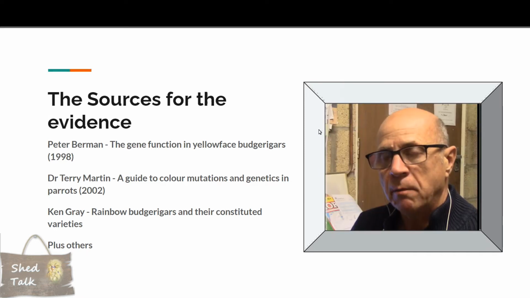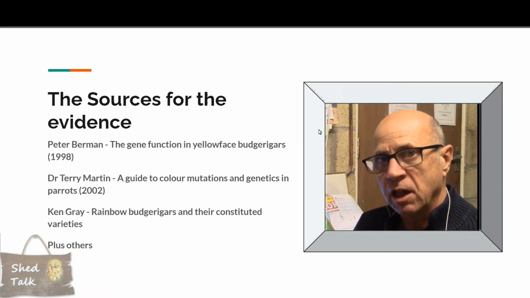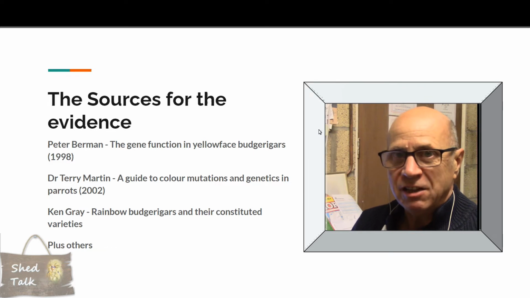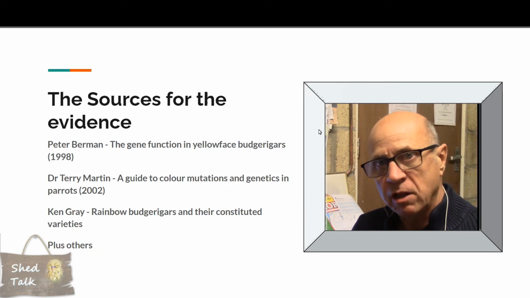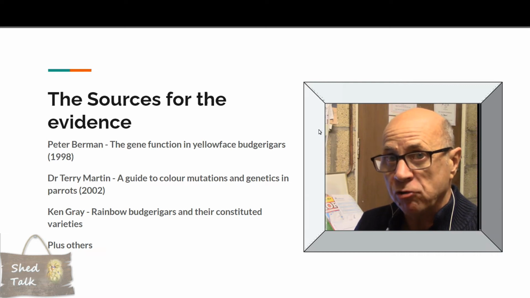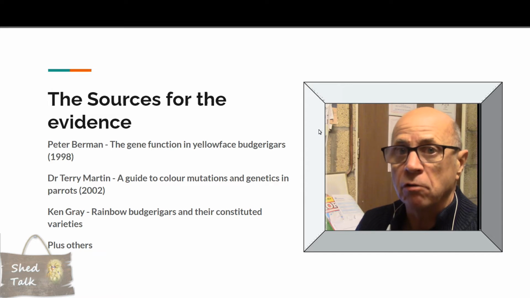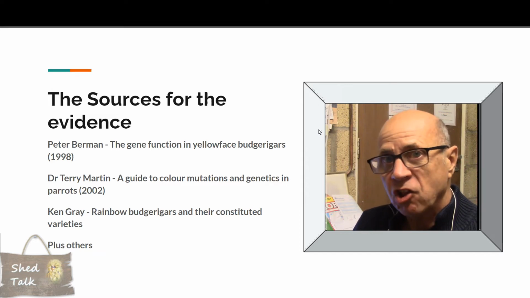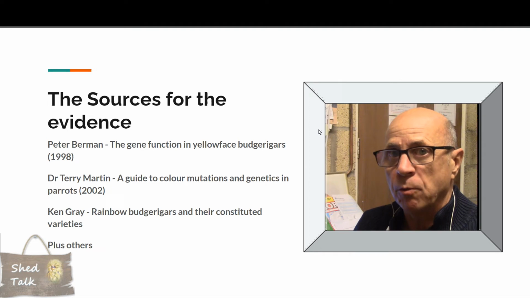The second main source is a book by Dr. Terry Martin. This book is a guide to colour mutation and genetics in parrots, and generally parrots and parakeets' genetics work very, very similarly. There's a very similar makeup. There's a section in there dedicated to the parblue, or the Yellowface, as we in the Budgerigar fraternity like to refer to it. So that's the second source that I use, that very useful book by Dr. Terry Martin.